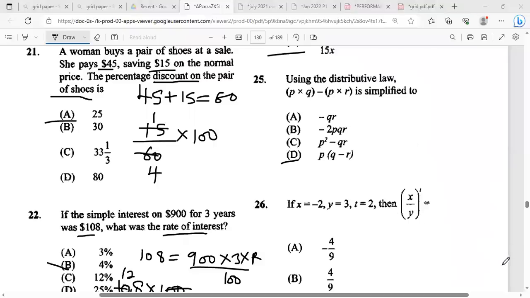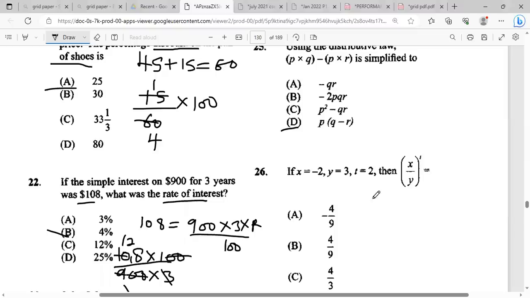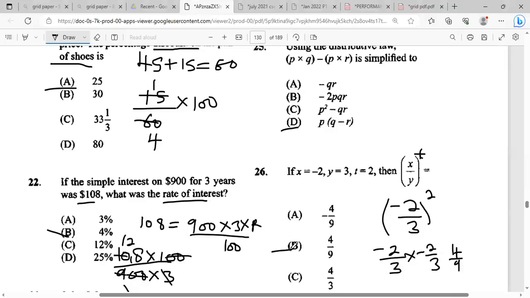All right, next one. If x is equal to -2, y is equal to 3, and t. So we just set it up as it is, substitution. Y is 3, put our brackets, raised to the second power. So it's going to be -2 over 3 times -2 over 3, which works out to +4 over 9. Very important: negative times a negative is equal to positive.